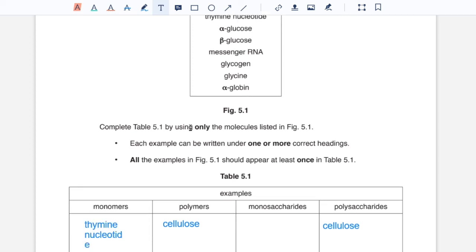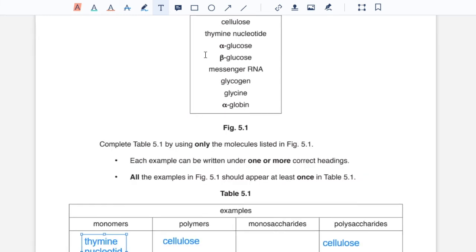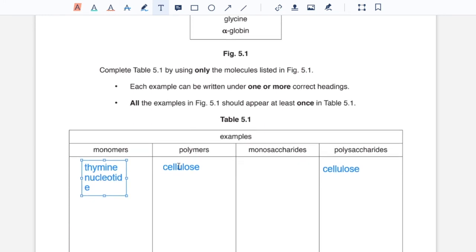And then moving on, we've got alpha glucose and beta glucose. Those would be monomers as well as monosaccharides. Monosaccharides because they are single sugar units, and monomers because alpha glucose is part of the starch and glycogen molecules, whereas beta glucose makes the polymer cellulose.